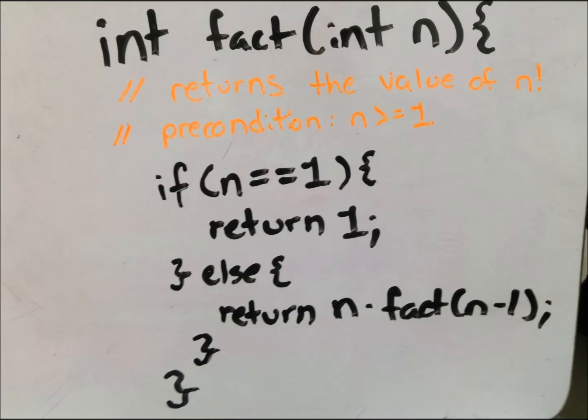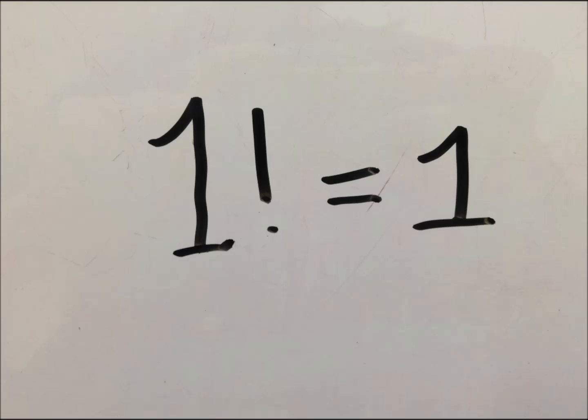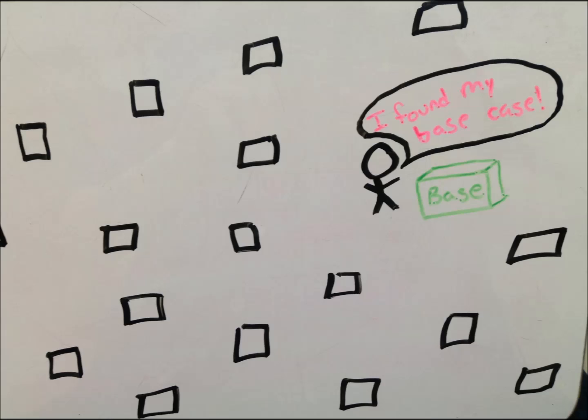Like I told you earlier, the base case is a situation where no further problem solving is necessary. In the case of finding factorials, 1 factorial is by definition 1. No further work is needed. Each recursive method must have at least one base case.